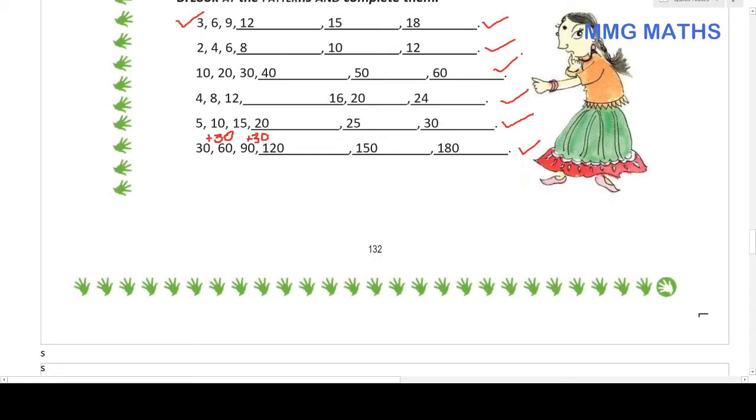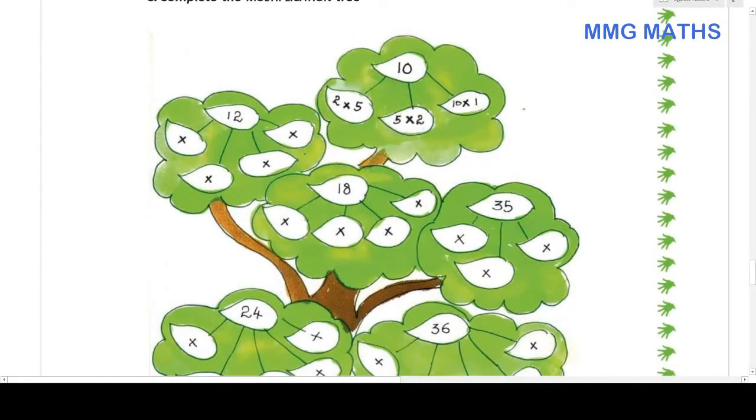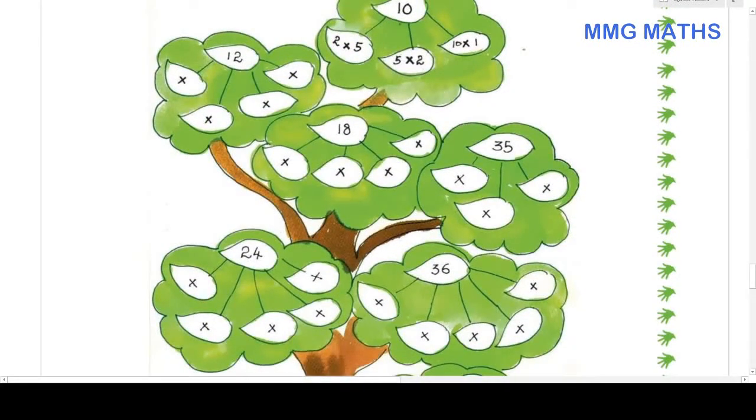Moving to the next page. So look here, children, here we have the multiplication tree. First see this example: 10 is written, 2 into 5 equals 10, 5 into 2 equals 10. So this is your commutative property, and 10 into 1 equals 10. So here again we have to write in the same way. The first number that we will always write is 1, because when we multiply 1 by any number we get the same number.